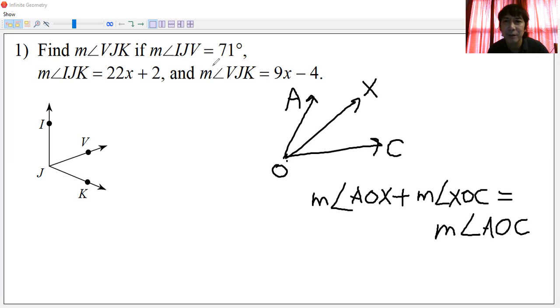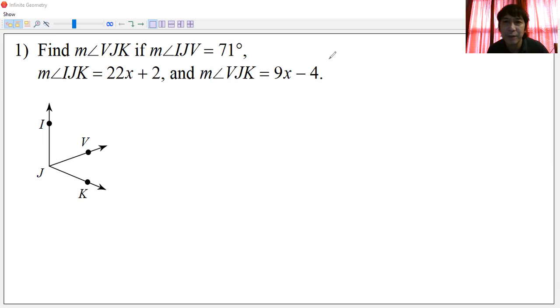All right, so let's start with the first number. Okay, we have here the first number. Find the measure of the angle VJK if the measure of IJV is 71. All right, let's put these unknowns first. We have this VJK, it's right here. This is the VJK. Now the IJV is supposed to be 71. So this is 71 degrees.